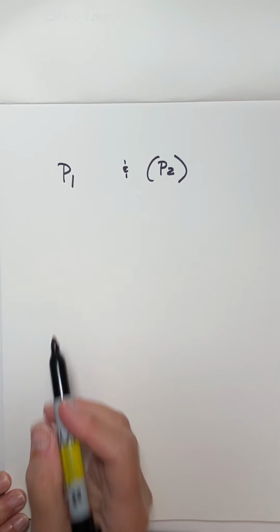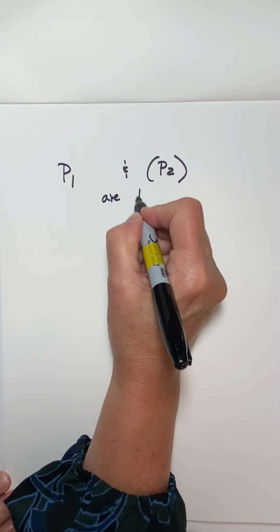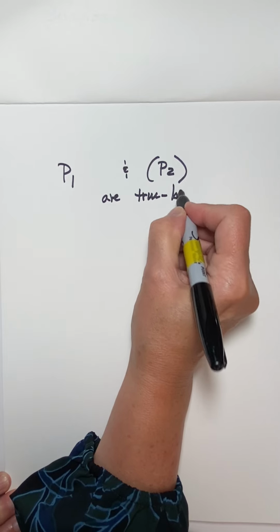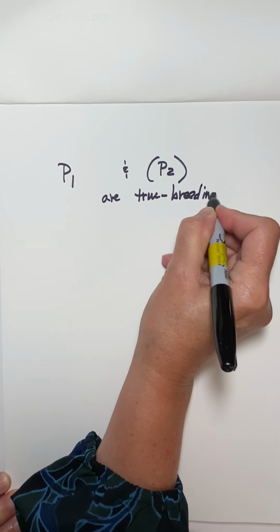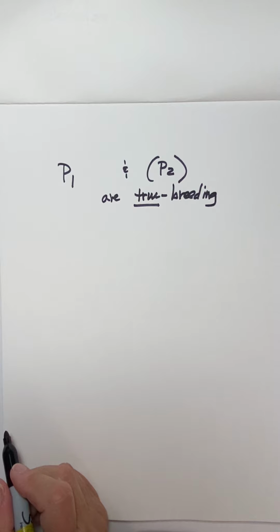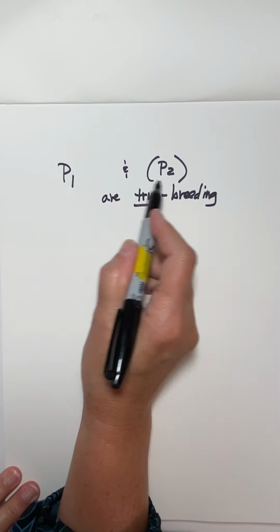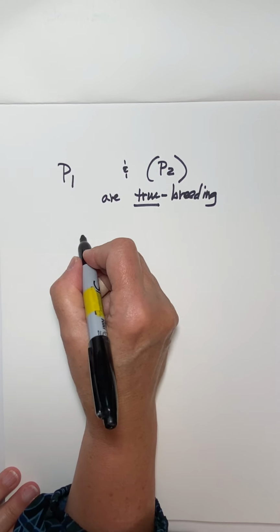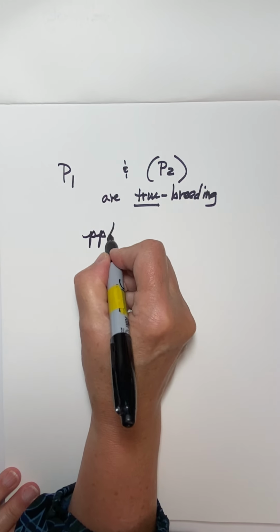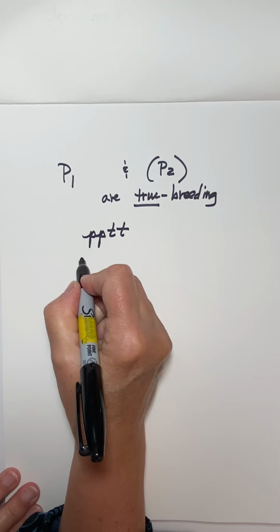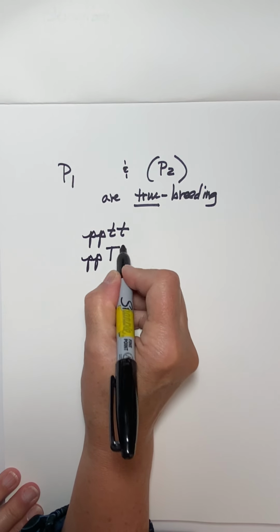But the most important thing about these is that they are true breeding. That means that there are no hidden recessive traits that you cannot see in the phenotype. Okay? And that is a very important piece of information. So this is what it means. It means that both of these parents have to have one of these genotypes. And we'll talk about why in just a second.